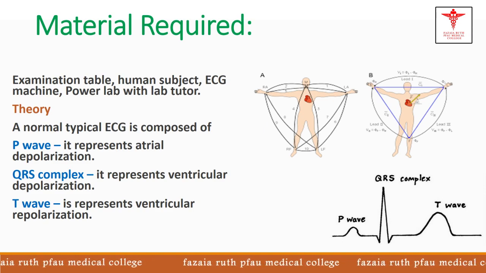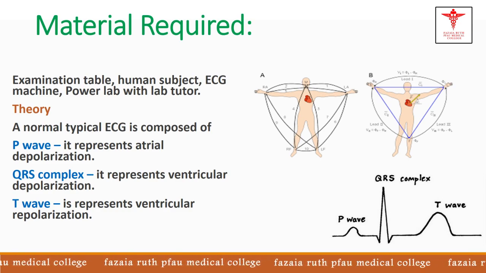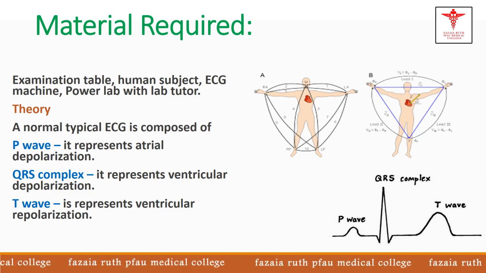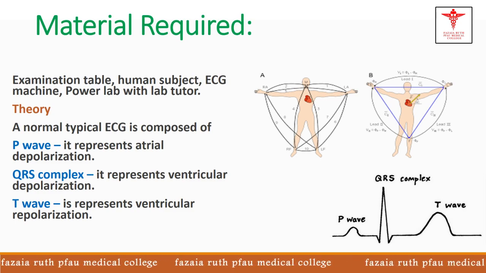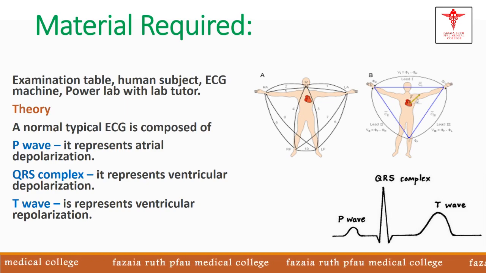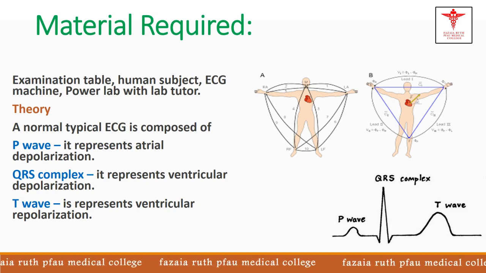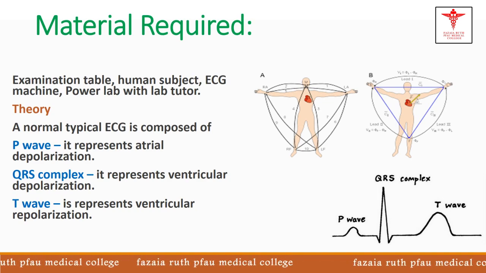A normal typical ECG is composed of three important waves: P wave, QRS complex, and T wave. As you already know, the P wave represents atrial depolarization, the QRS complex represents ventricular depolarization, and the T wave represents ventricular repolarization.